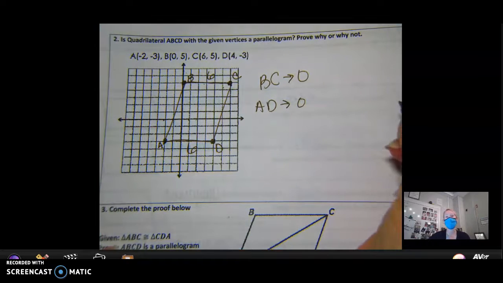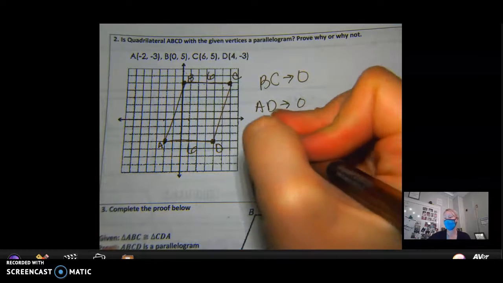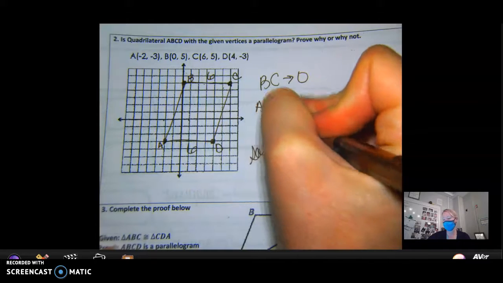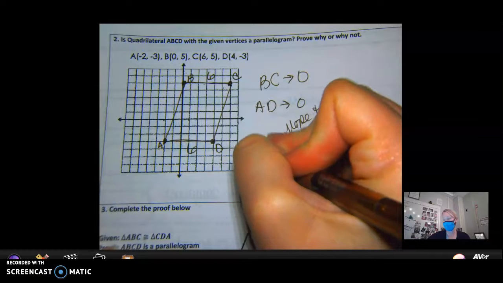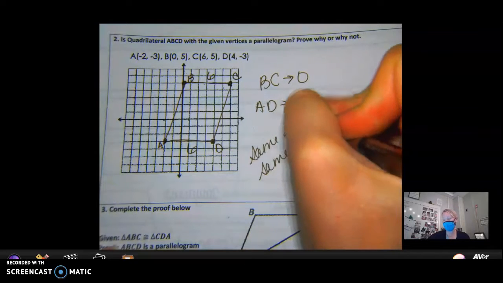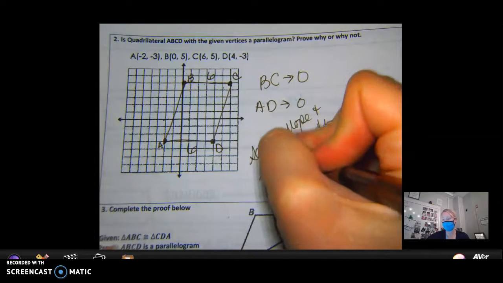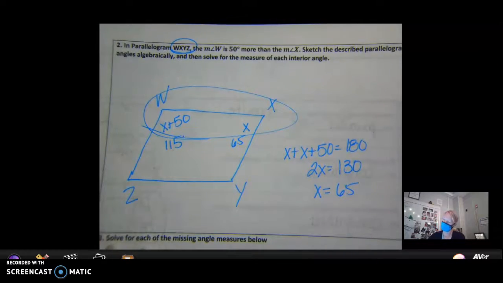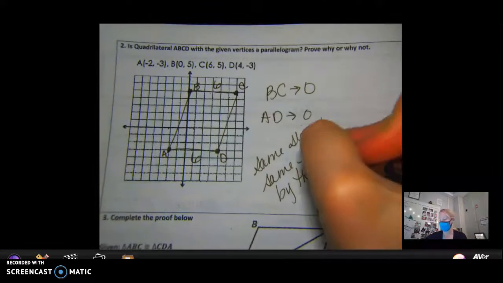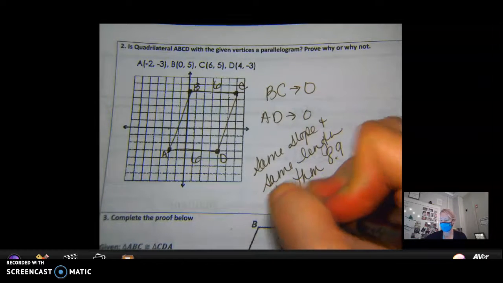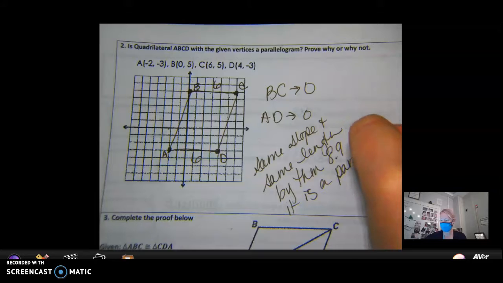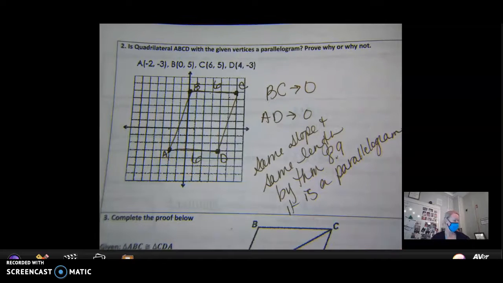Okay. So do they have the same slope? And do they have the same length? So same slope and same length. So by theorem, which one is that? 8.9. It is a parallelogram. Okay.